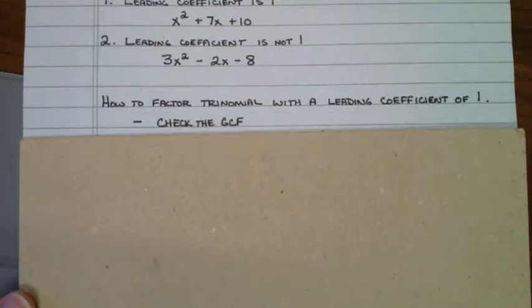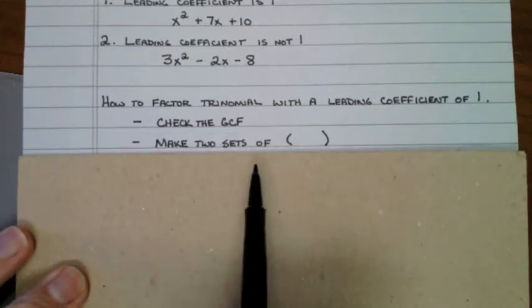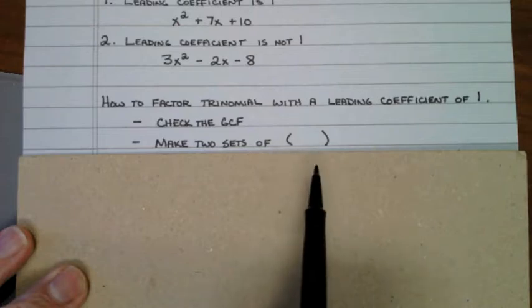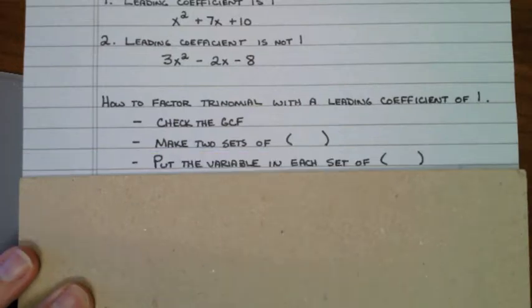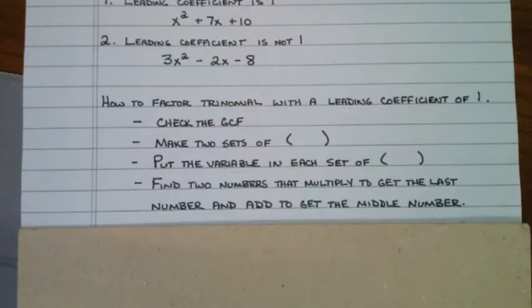First, check the greatest common factor. That should be your first step always. No matter what type of polynomial you have, you should always check the greatest common factor. Whether it does have a greatest common factor, whether it doesn't have a greatest common factor, to actually factor the trinomial itself, you need to make two sets of parentheses. Whatever variable you're using, you're going to put that in the front, inside the parentheses. Then you're going to put a number in each set of parentheses. Those numbers have to multiply together to give you the number on the end, and they have to add together to give you the number in the middle.